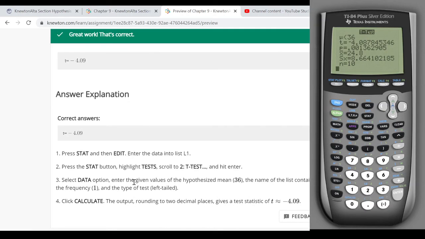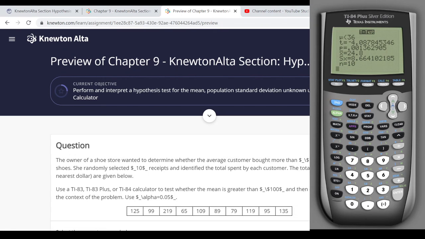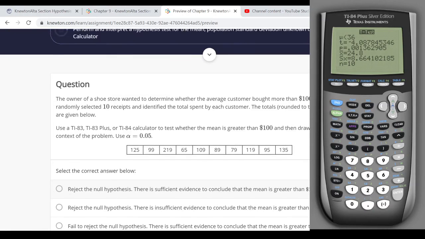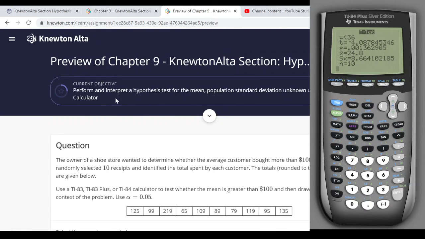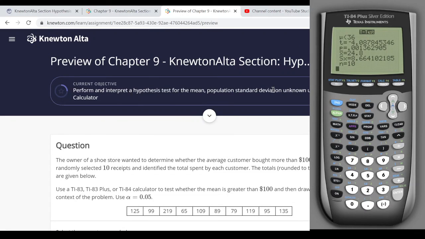Right, great work and all that, and they showed you the same thing I just showed you. Okay, so I'll come back and do another video on this question, because this next question asks you a lot more. All right, it asks you about rejecting the null hypothesis and all that.